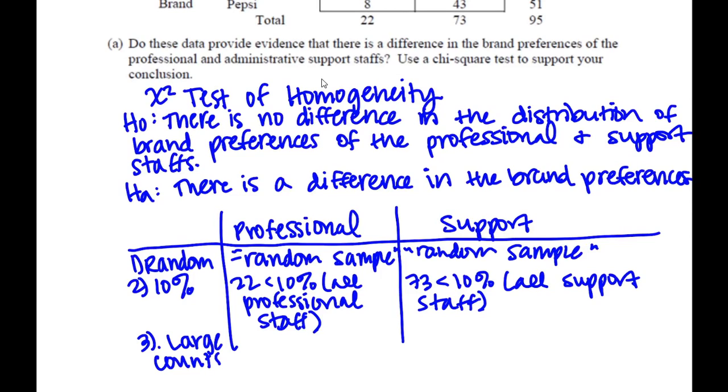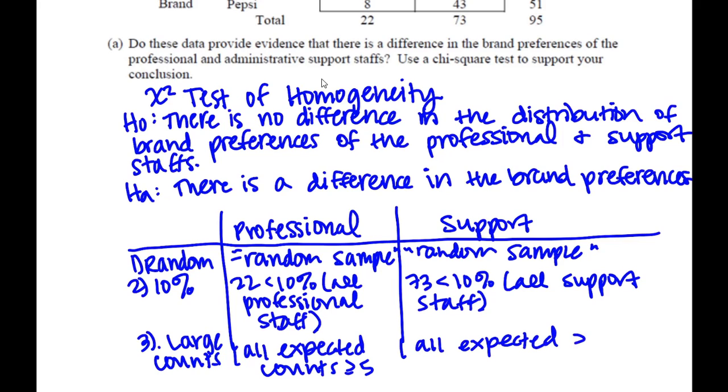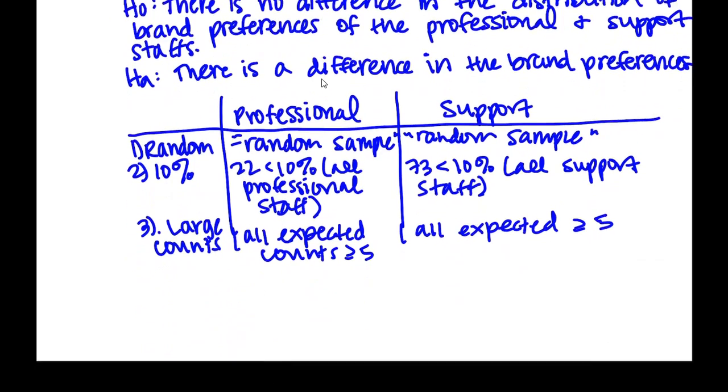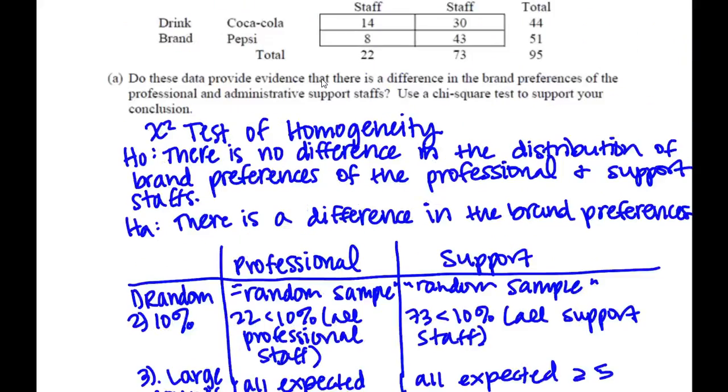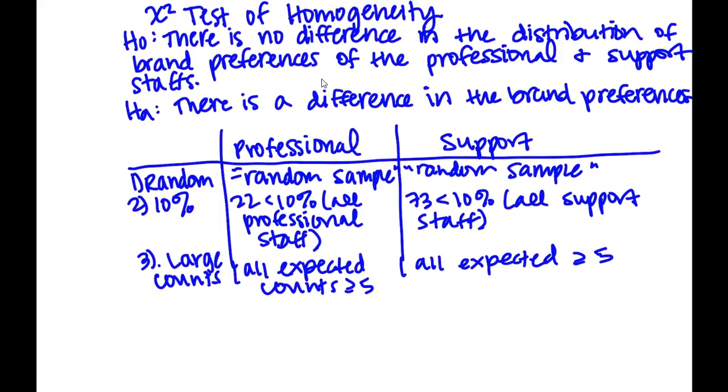And so here's what I do. I write all expected counts at least 5 for each group here. And then, oh wow, I don't have any room. I'm gonna have to go to a new page. Sorry about that. And then I like to make a table for my expected counts. You have to do this part. And so I just copy this.